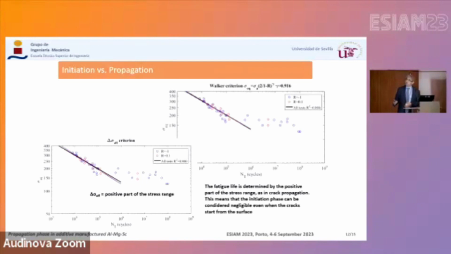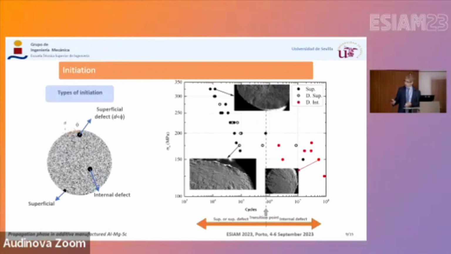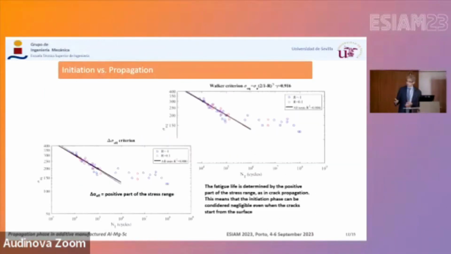Even if we think this happens in all the range of this test, and if we go back here, it's working also in this region where we have failures starting from the surface, also defects very near the surface, but also from the surface. So maybe when we say that the failure started from the surface, it was really a defect, but maybe too small to see and characterize it as a defect. But in any case, this one works very well.